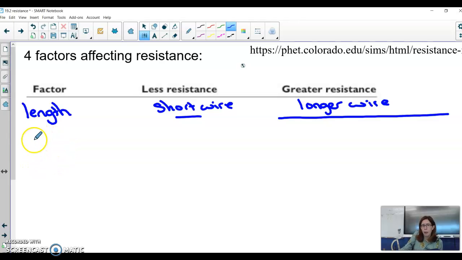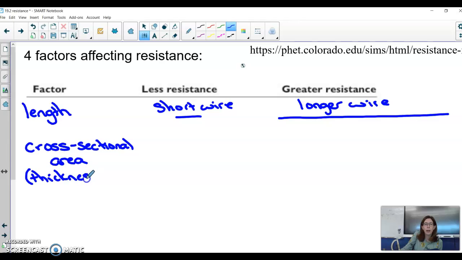Another thing that's going to matter about the wire is the cross-sectional area. Another way of saying the cross-sectional area of the wire, if that doesn't make sense to you, is the thickness of the wire. Some of you may be familiar with the term the gauge of the wire. So think about drinking through a straw. If you try to drink through a really skinny straw, like a coffee stirrer, it's going to be really difficult to get that material up. But if you're drinking through something like a big gulp straw that's much wider, it's going to be much easier to get that up. So you're going to have less resistance with a thicker wire.